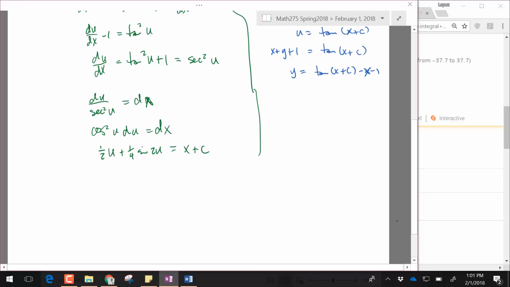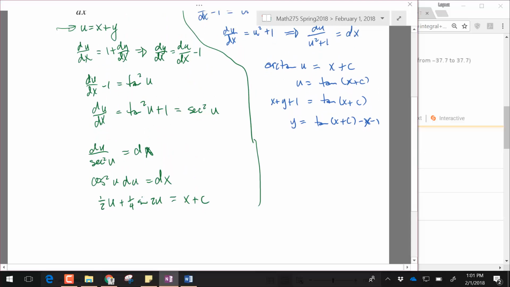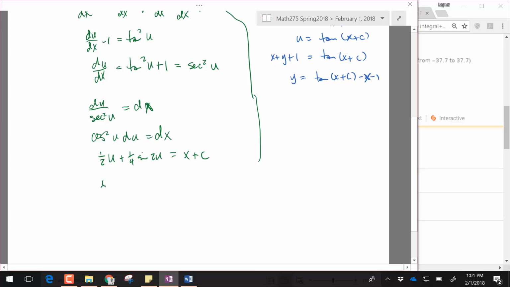Solving for this doesn't look like it's going to be very easy, so this might be a case where we might have to leave it in, what's that form called if you can't solve for y? Implicit. So I think it's x plus y, right? That's our u substitution. Our u substitution was x plus y. So 1/2 (x plus y) plus 1/4 sine of 2(x plus y) is equal to x plus c. And it's kind of difficult to solve for y, so we'll just leave it at that.